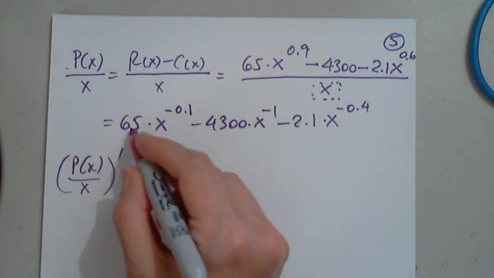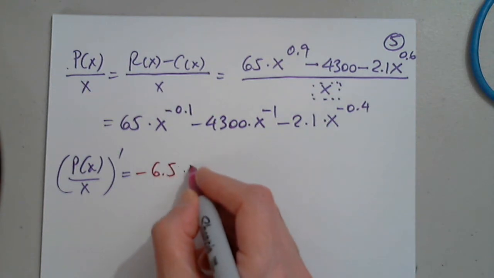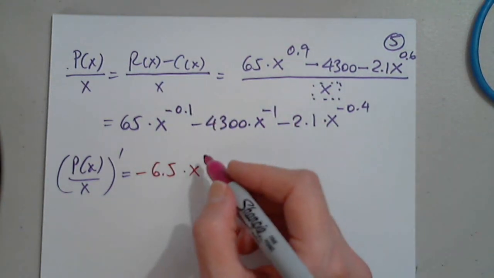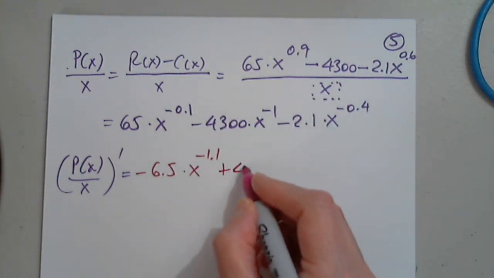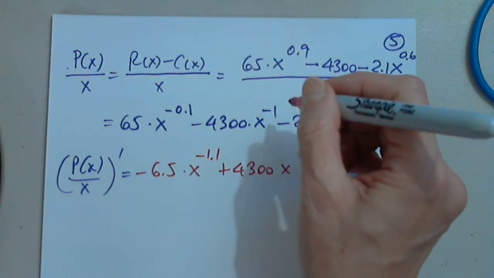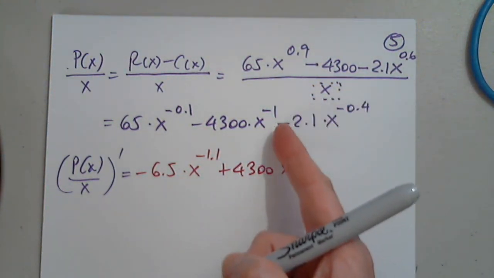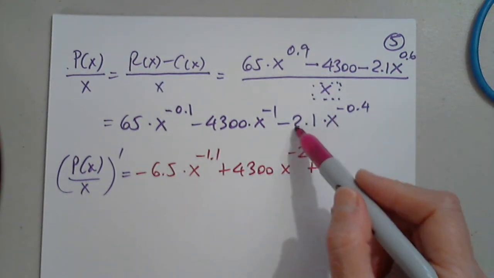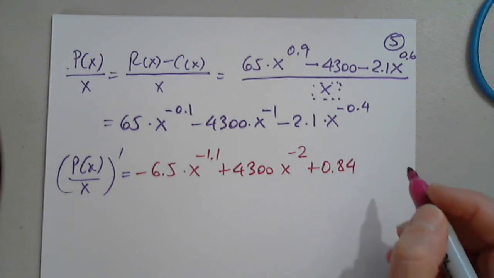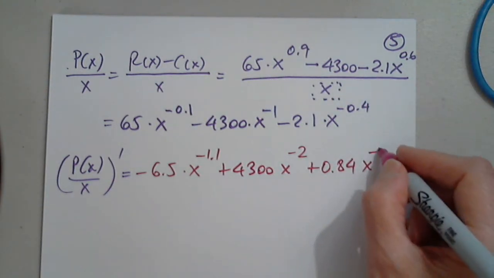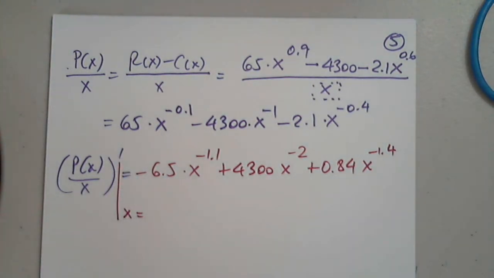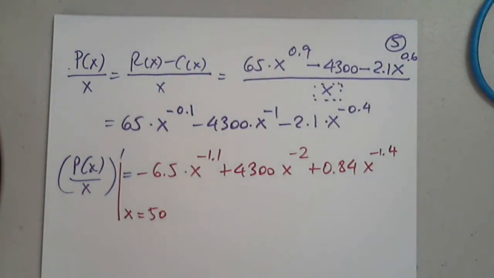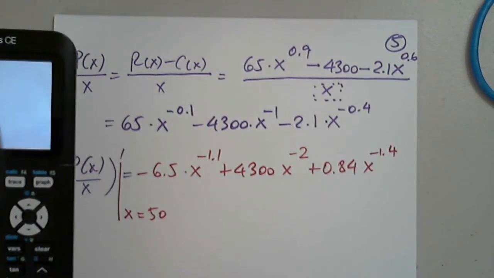So I will bring down negative 0.1 and I get negative 6.5 x to negative 0.1 minus 1, negative 1.1. I bring down negative 1 and I have positive 4,300 times x to negative 1 minus 1. I bring down negative 0.4 and I get positive, so this will be 84.084 x to negative 0.4 minus 1. And now here I will replace x by, I think it was 50, yes. So I will replace it by 50. Ugly function, but I have no choice.